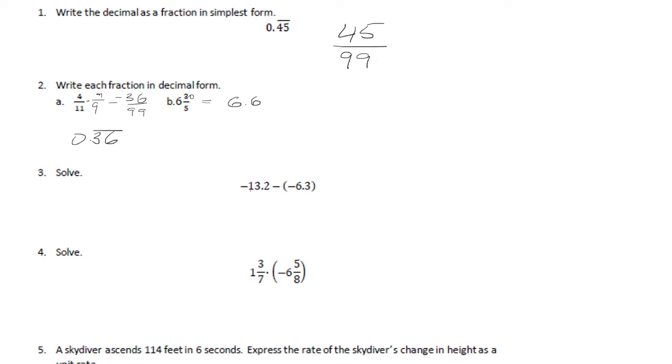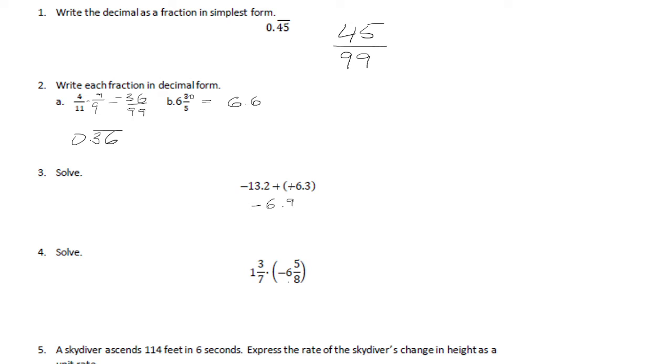For 3, we have negative 13.2 minus negative 6.3. Two minuses is going to give us a plus. So this is negative 13.2 plus 6.3. We know it's going to be a negative number, and we have to subtract these two. So when we subtract, we should get negative 6.9.